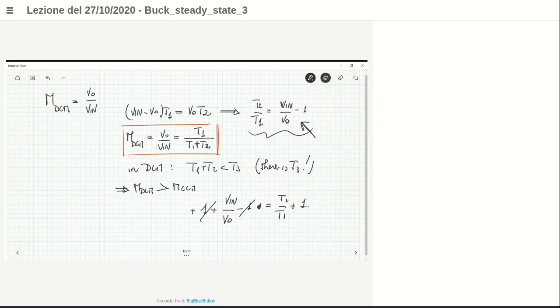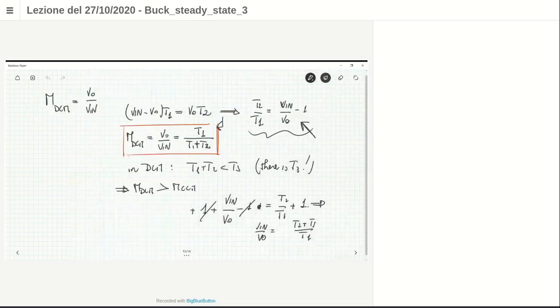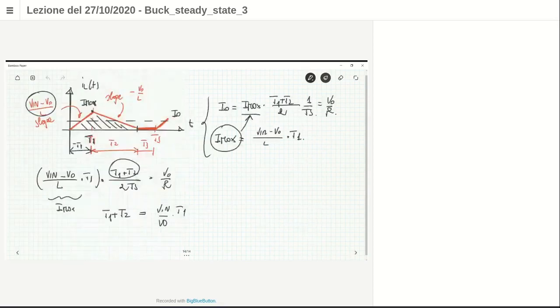And so this expression is V in over V naught. From this expression I can say that V in over V naught is equal to T2 plus T1 over T1. Okay? It's the same as this one if you want. So T1 plus T2 is equal to V in over V naught multiplied by T1. If you want, you can simply derive this one from this expression here. T1 over T2 is simply V over V naught multiplied by T1. Whatever expression you can use, you should understand that this is true.